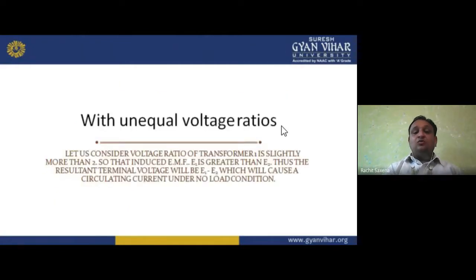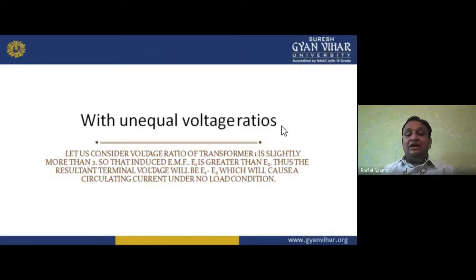Now with unequal voltage ratio. There are so many things, equal and unequal voltage ratio. Let us consider the voltage ratio of a transformer. One is slightly more than two. Now the voltage ratio should be the same, but I am taking a slightly different case. Let us consider the voltage ratio of a transformer.